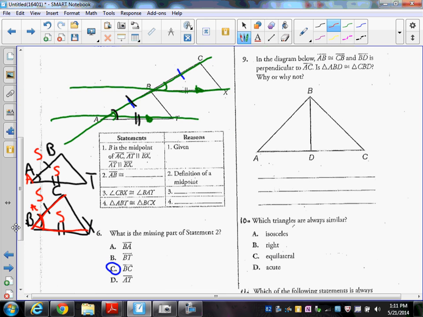For number 9, we're told a bunch of information. We're told that segment AB is congruent to segment CB. And BD is perpendicular to AC. It's perpendicular, remember, that means it forms a right angle on both sides. Is triangle ABD congruent to triangle CBD? The answer to this is yes. Remember, we have the reflexive property here, so we have hypotenuse leg. All we have is our given information and the reflexive property.